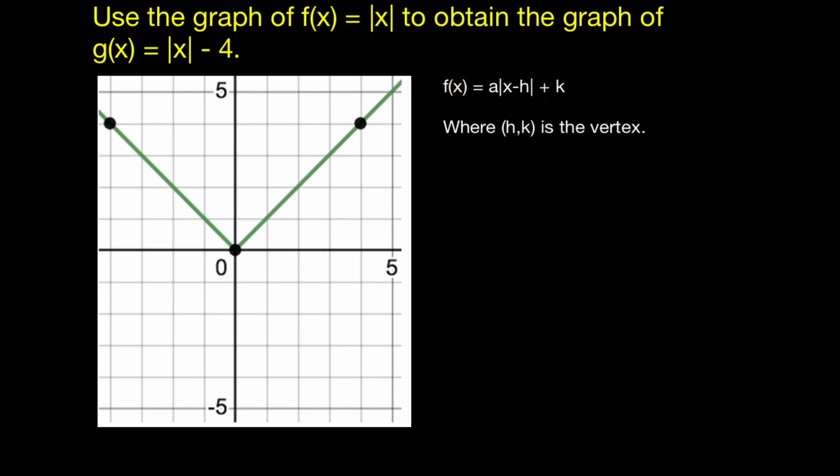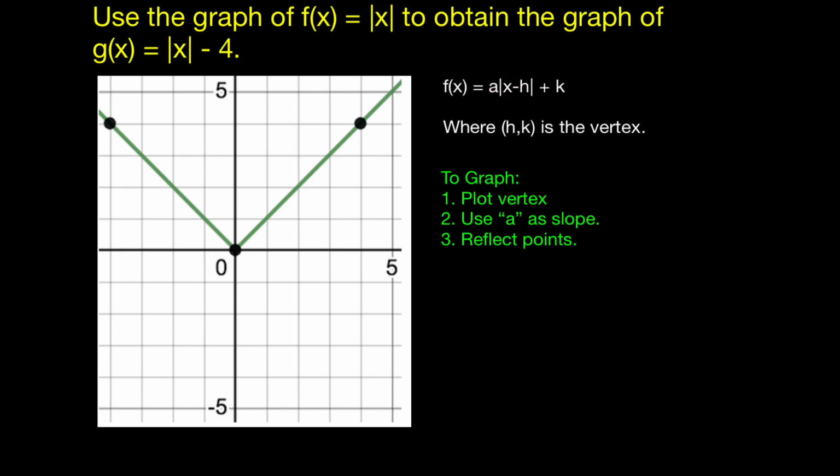To graph an absolute value function, I usually follow these three steps. I plot the vertex, I use the a value as the slope, and then I reflect points. So here I have the function f of x equal to the absolute value of x. This is the parent function. And I'm trying to get g of x, which now I'm shifting 4 units down.